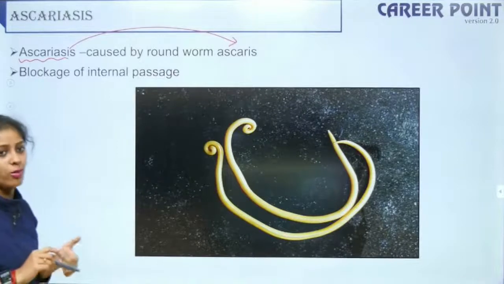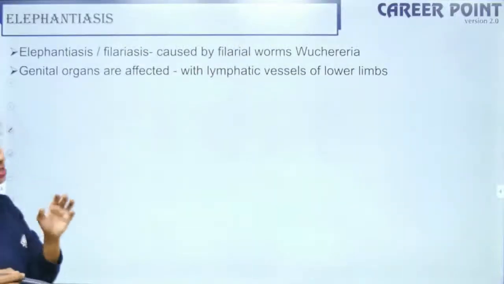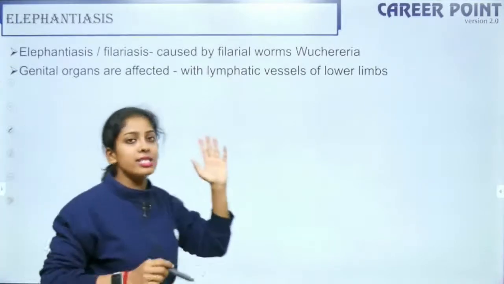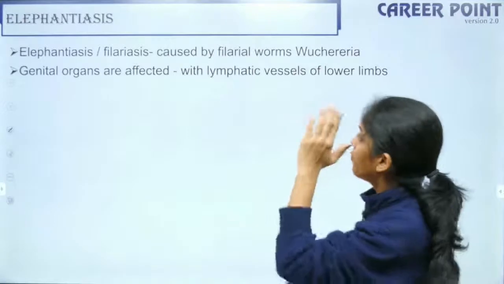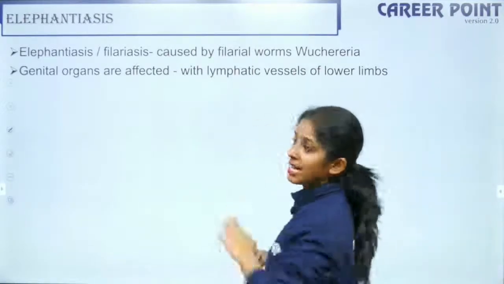That's wrong. They won't give you marks. Okay. So please don't make tiny mistakes like this, this is where you lose marks. The next helminthic disease is Elephantiasis. This Elephantiasis also has another name, that is Filariasis.